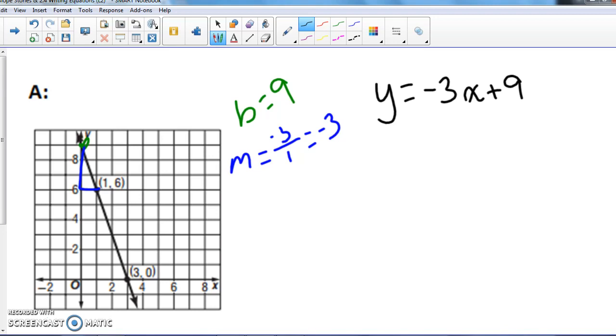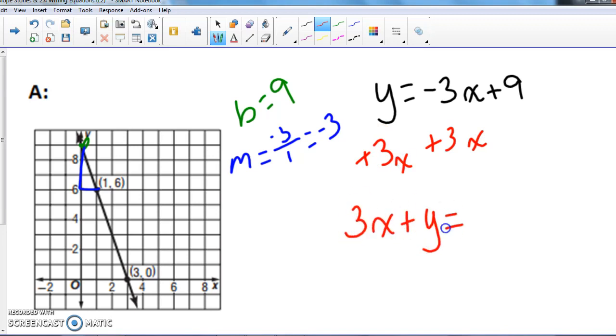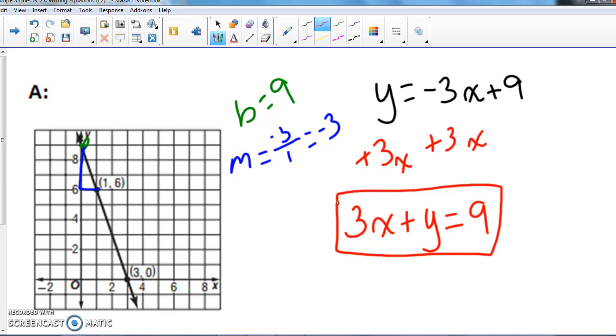In order to move this into standard form, the next thing I would do is move the 3x over so I could add it to both sides. Looking at this in standard form, I have 3x plus y equals 9. The number in front of x is not negative, and there are no fractions, so this is standard form. Remember, you do have to pay attention to what the directions say. If I had said slope-intercept form, the way I did it first would have been fine, but because I said standard form, that's why I had to change it.